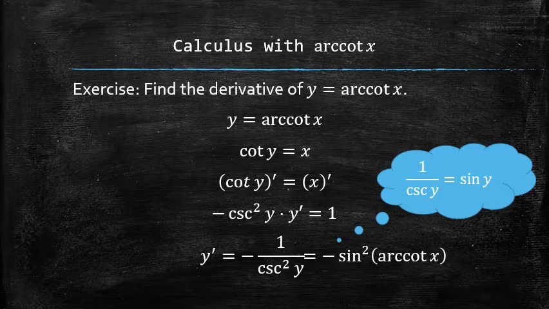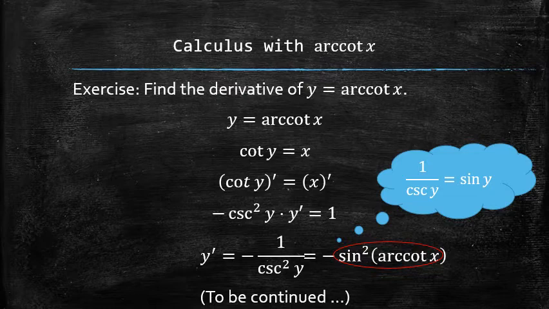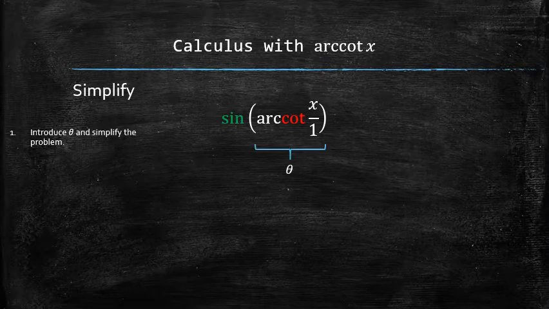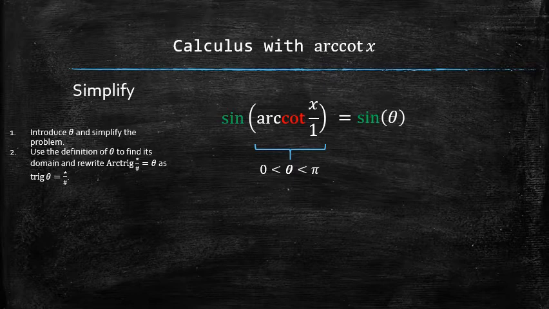We definitely learned how to simplify such expressions in trigonometry. So let's simplify this expression using the procedure developed in trigonometry. First, we introduce theta by labeling everything inside the parentheses as theta. The original expression is now very simple in terms of theta. But what do we know about theta? From its definition, we know the domain of theta and can produce the following statement.